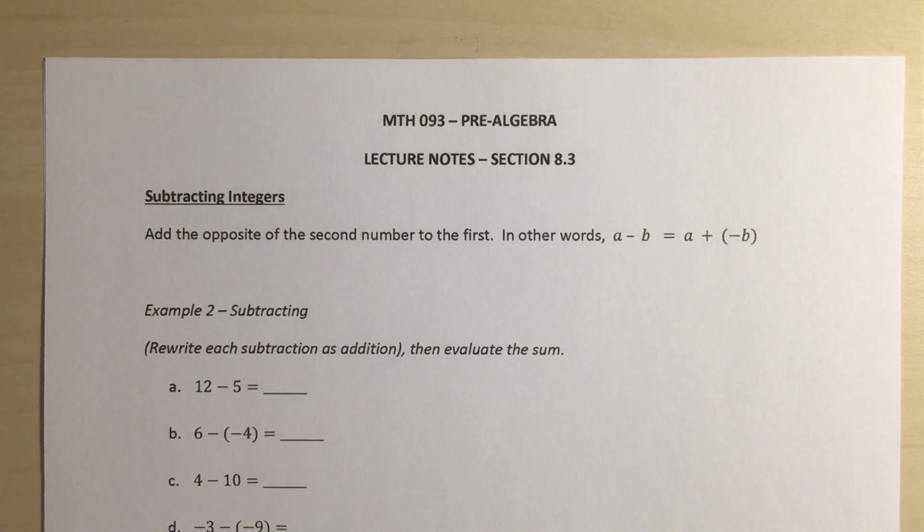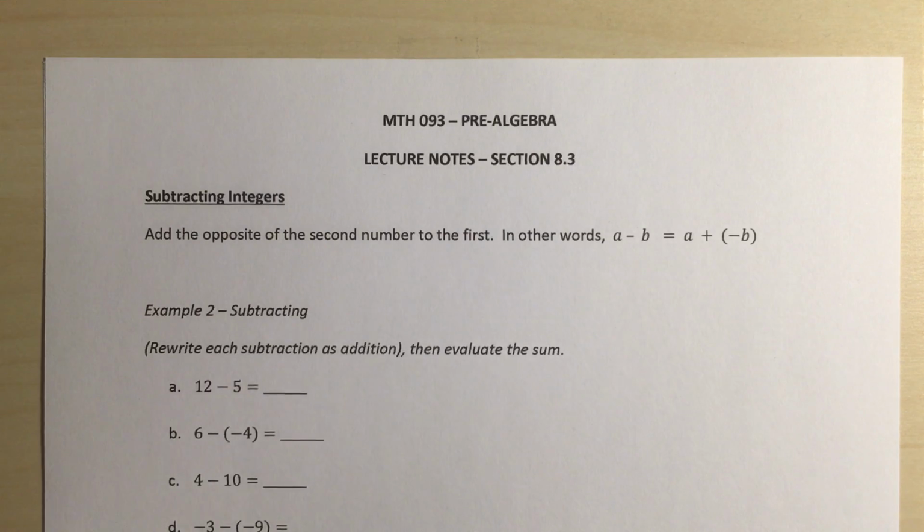Right, we're going to continue on in section 8.3 by subtracting integers. As we're going through this process and as we're subtracting our integers, notice that we don't really have a new rule here. As far as subtracting integers, it says we want to think about this as adding the opposite of the second number to the first.